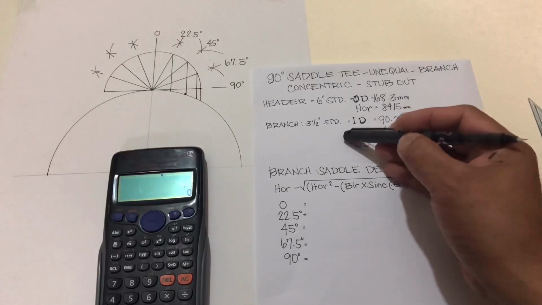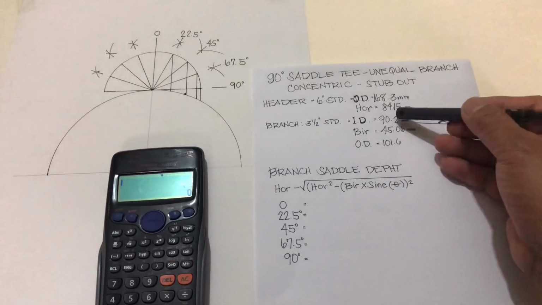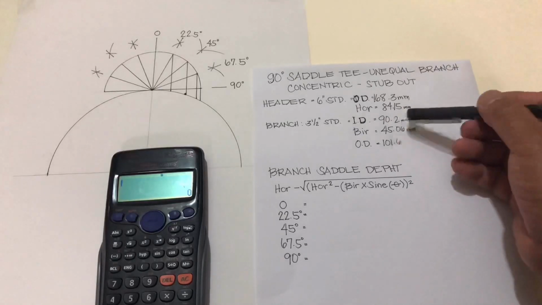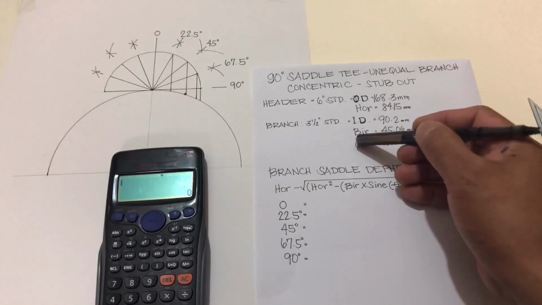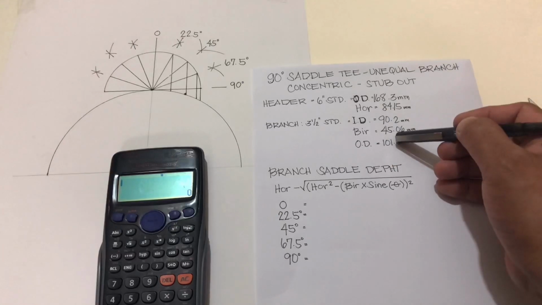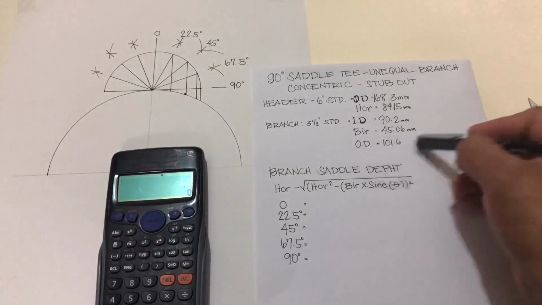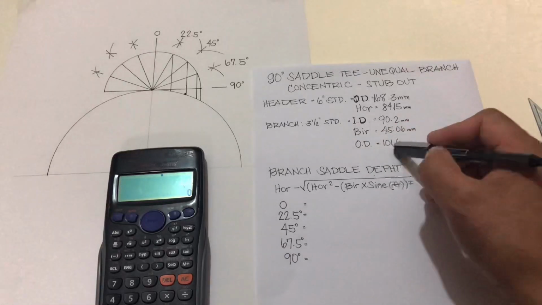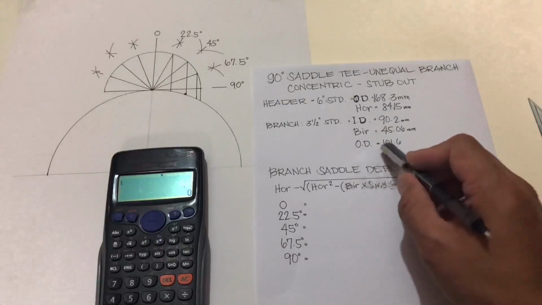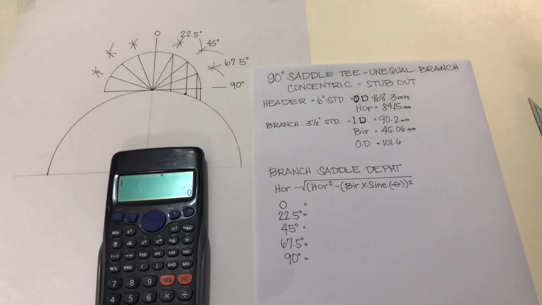The inside diameter is 90.2 millimeter. Branch inside radius is 45.06. Then the outside diameter, if we will be making the template, is 101.6.